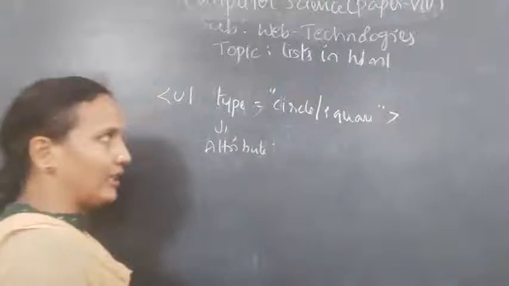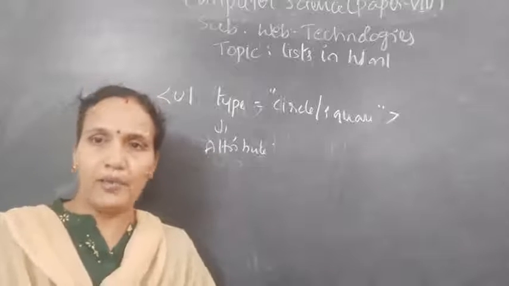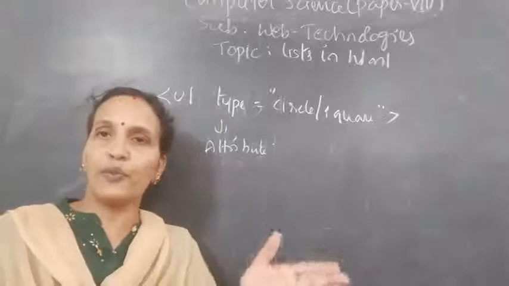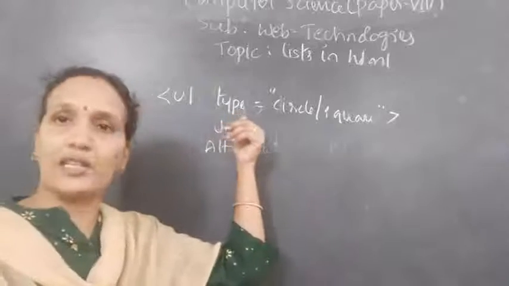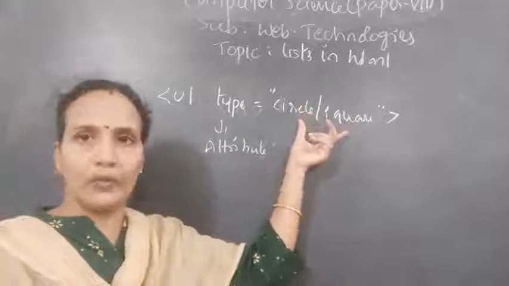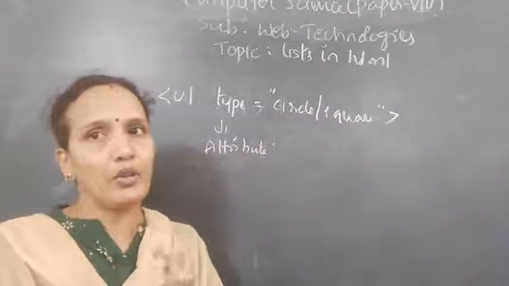Means before the list item, that bullet will be displayed. So if you want to customize the bullets, meaning you are not satisfied with the default one, and you want to give new bullets before the list items, then here we'll use a type attribute. Type attribute equals the type of bullet you want to give, either square or circle. That bullet name you should mention.